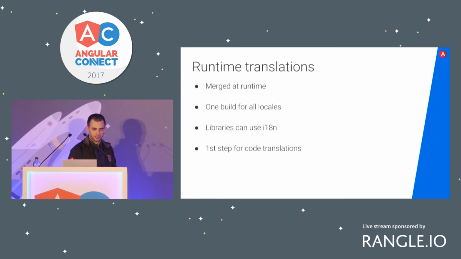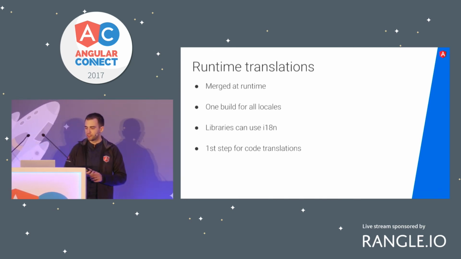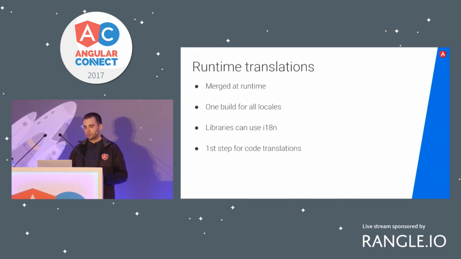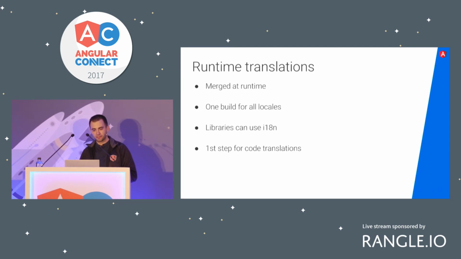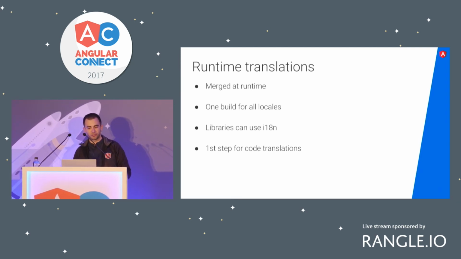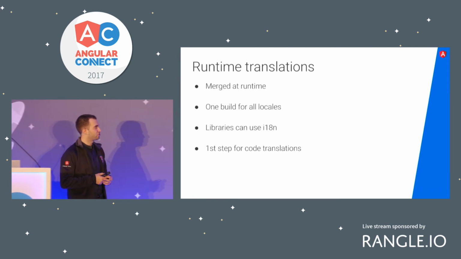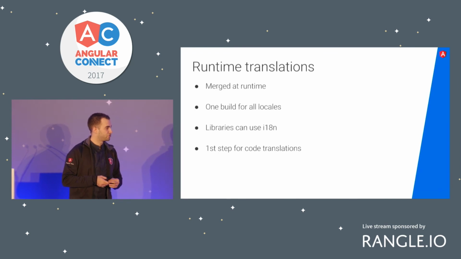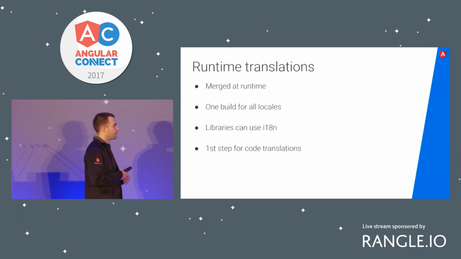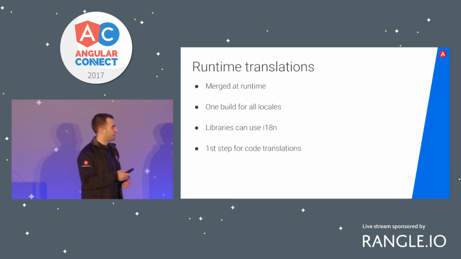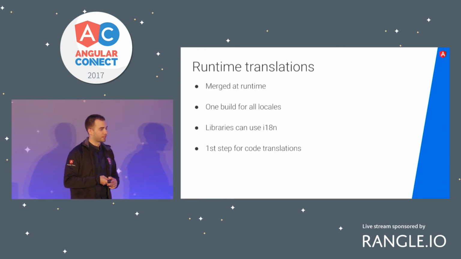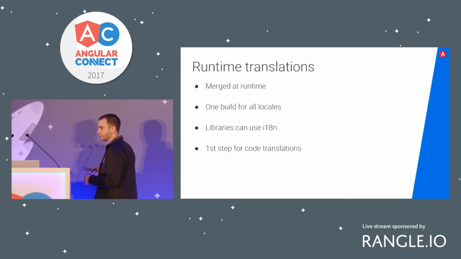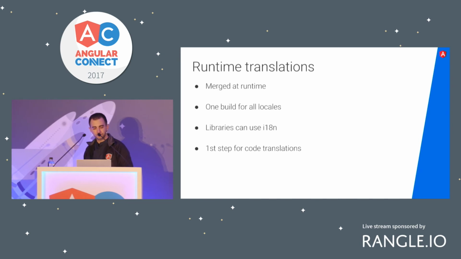What this means is that instead of merging the translation at build time, we will merge them at runtime, and we will have one build for all locales, so that all locales will be bundled in your application, and we will apply it at runtime. This also means that libraries can use i18n, because translation becomes independent from the code. And you can provide translation as part of your package, but then you will need to apply them at runtime, or you can let the users translate your components themselves, as long as you flag your nodes as i18n.